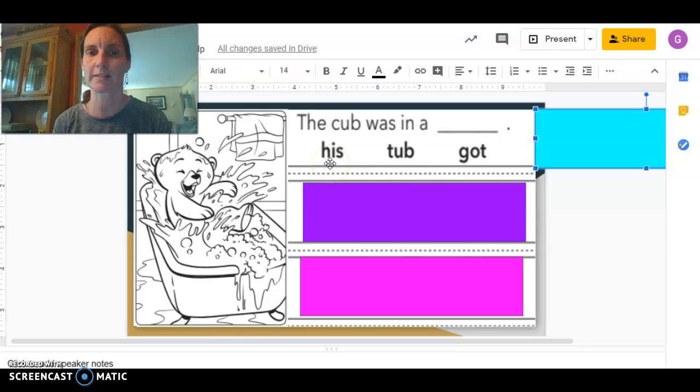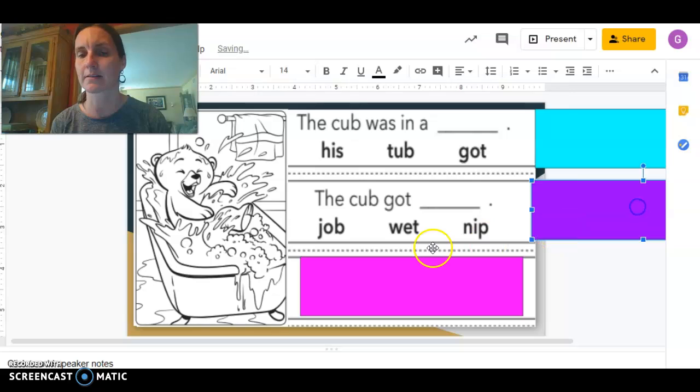Here's your choices. His, tub, got. Try each one and think about which one makes sense in the sentence. Point to it when you're ready. The cub was in a tub. And we can see in the picture that the cub is indeed in a tub. Nice job.